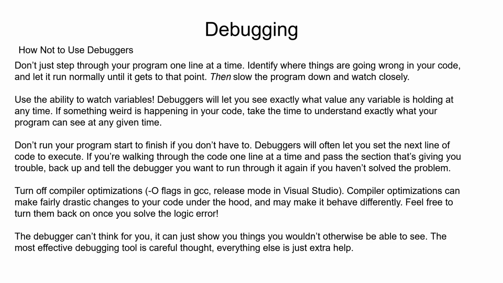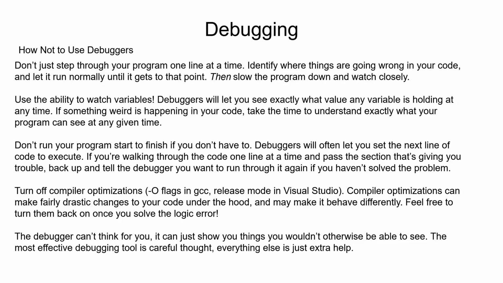Don't run your program start to finish if you don't have to. A lot of debuggers will let you set the next line of code that you need to execute. So if you're walking through your code one line at a time and happen to pass the section that's giving you trouble, and if you haven't solved the problem yet, you can tell the debugger to either start over if that's what you need, or just run through that bit again with the set next statement function.